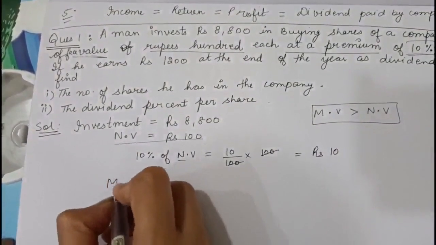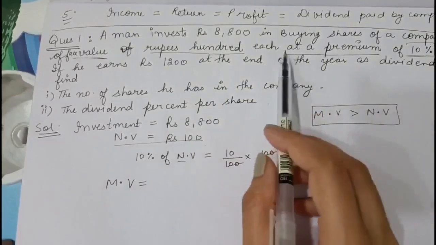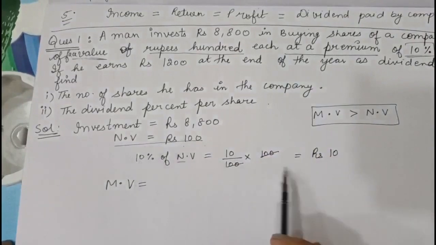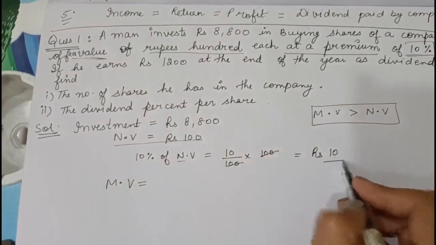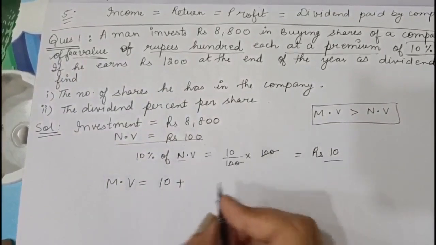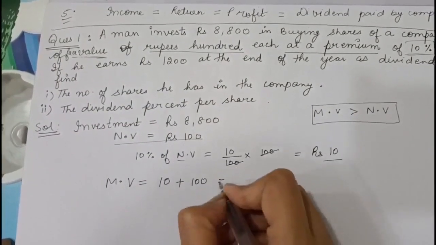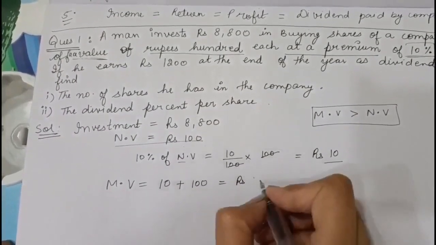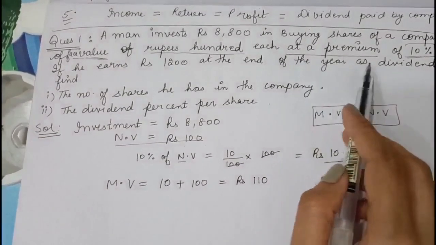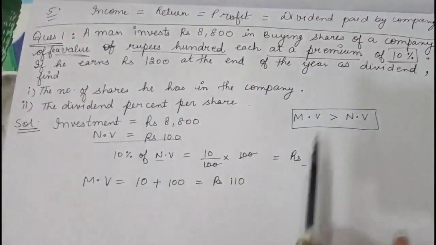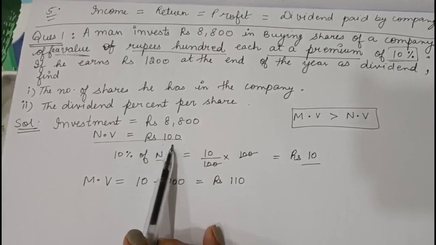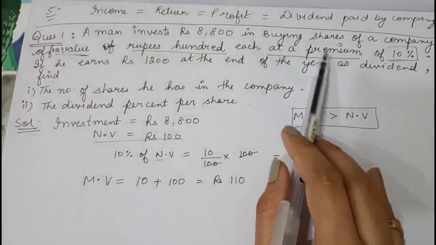So what will be the value of MV? MV means at a premium. Whenever at a premium is there, you have to find the value of the given percentage. I have found it: the given percentage value is 10. That value you have to add to the nominal value, which is 100. So the value of MV is equal to 100 plus 10, so 110. Whenever at a premium is there, first convert this percentage into a number, and add that value to the nominal value in case of premium or above par.